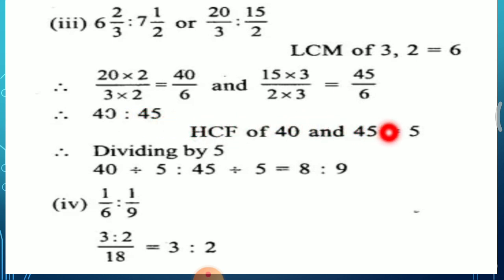HCF of 40 and 45 is 5, dividing both numbers by 5: 40 divided by 5 is 8, and 45 divided by 5 is 9. Okay, 8 ratio 9. Same, 1 by 6 ratio 1 by 9, so 3 ratio 2, okay guys.